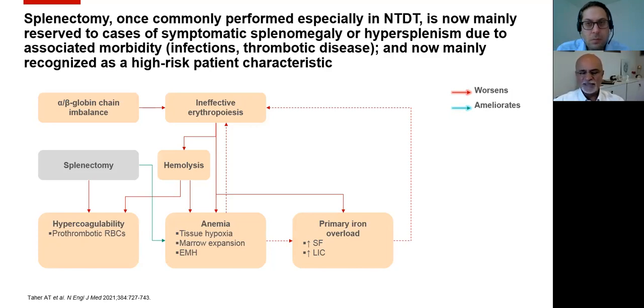If you look into this slide that Khaled showed you, and you look into the red lines, you will see that all the ineffective erythropoiesis and hemolysis would lead to hypercoagulability and would lead to most of these complications. And this is exacerbated, as you see from the red arrow, by splenectomy. We need things that will ameliorate this, not exacerbate this. So splenectomy is really a major component in all morbidities that we see in NTDT.